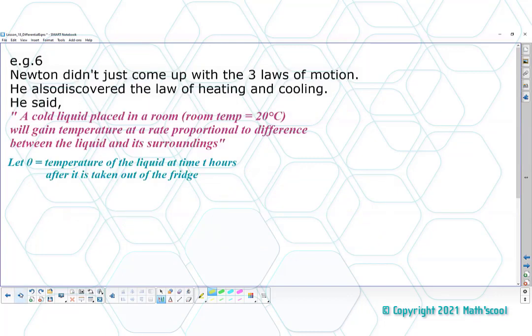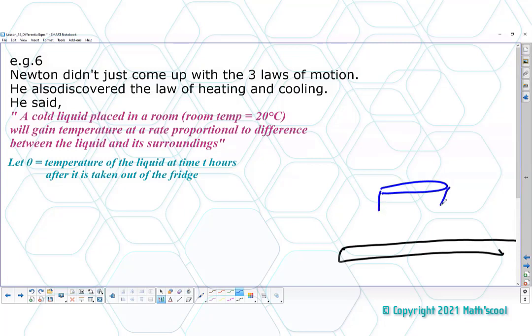Newton didn't just come up with the 3 laws of motion. He also discovered the law of heating and cooling. He said a cold liquid placed in a room at 20 degrees C will gain temperature at a rate proportional to the difference between the liquid and its surroundings. So the cold liquid, obviously, everyone knows, is Coke. So you've got a glass of Coke.